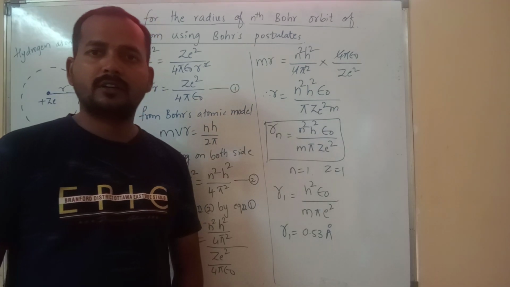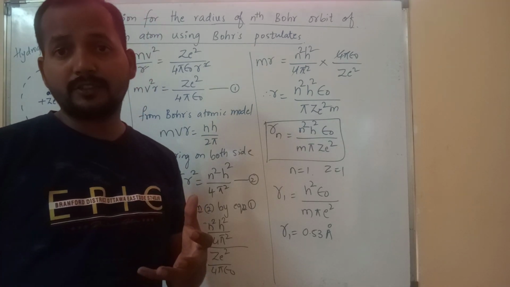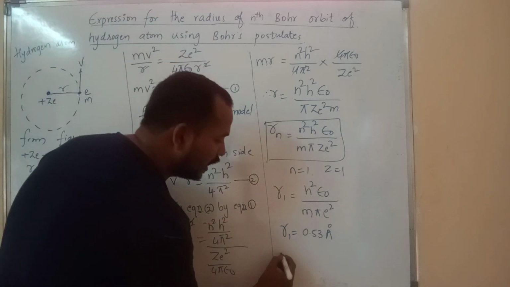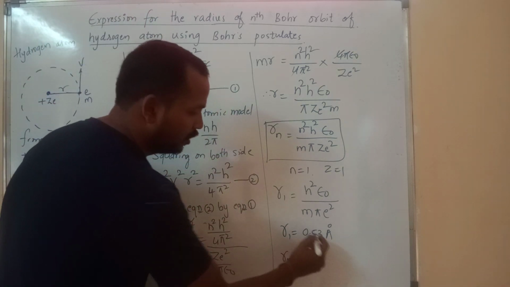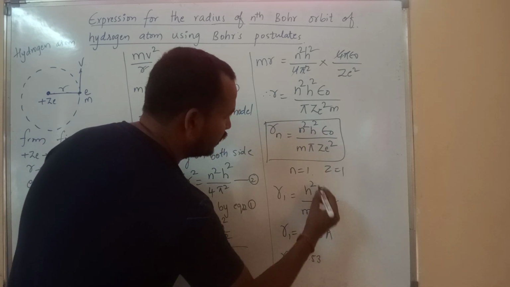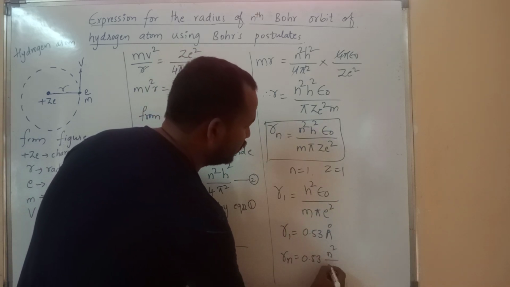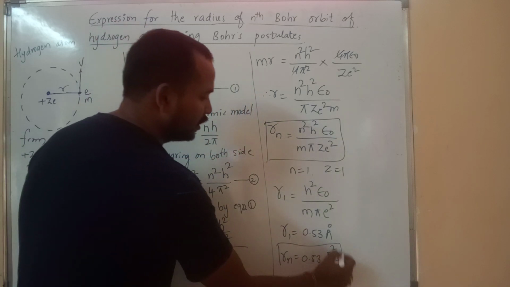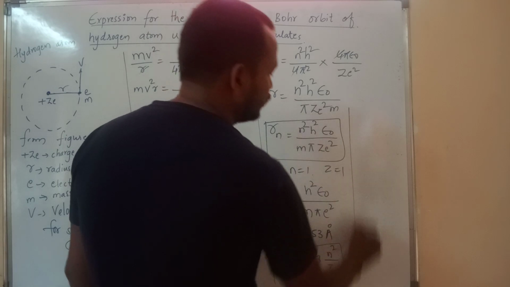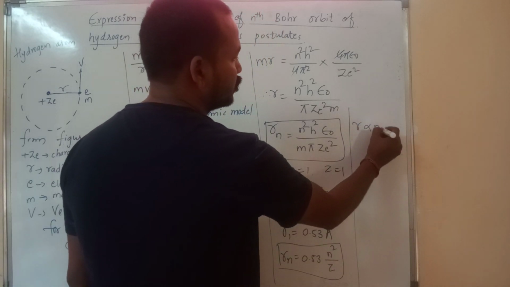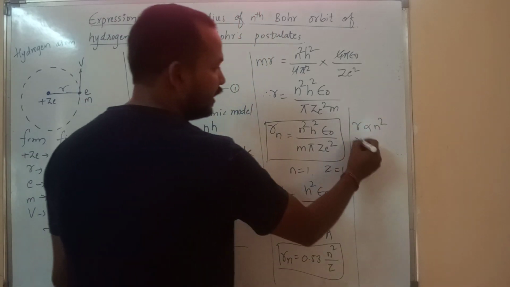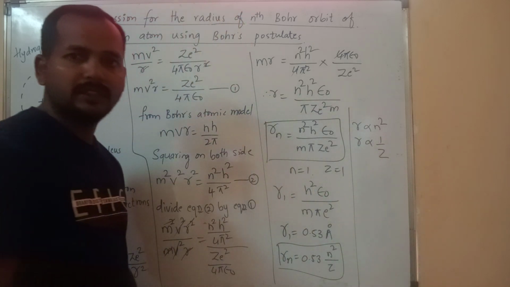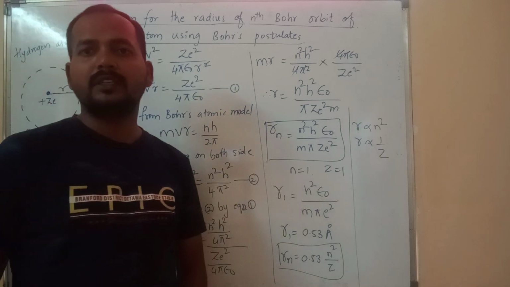In general, we can find the radius of any orbit of an atom using this formula: Rn is equal to 0.53 n square upon Z. From this equation we can say that the radius of an orbit is directly proportional to the square of the orbit number, and inversely proportional to the atomic number. These are the two important pieces of information in this video.